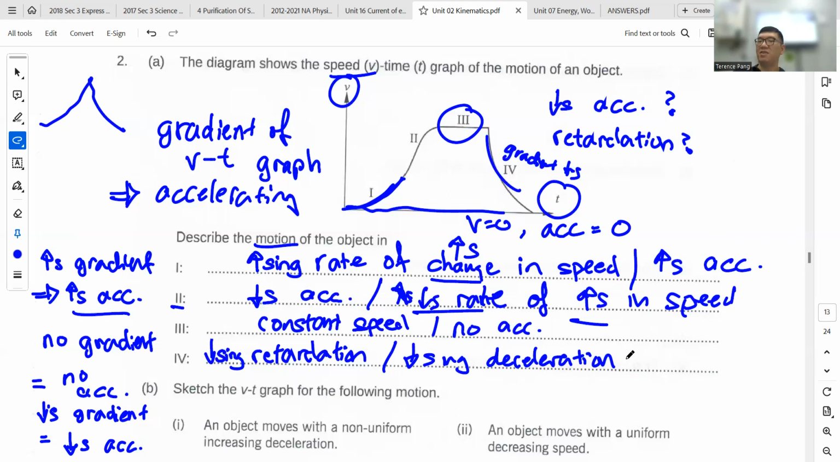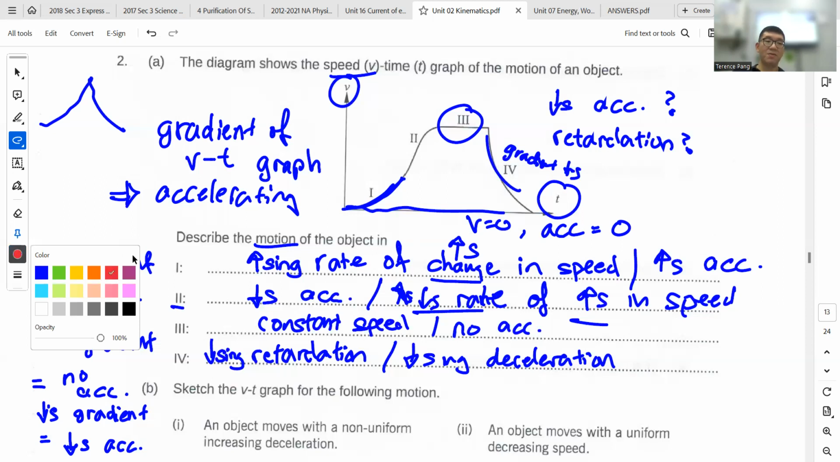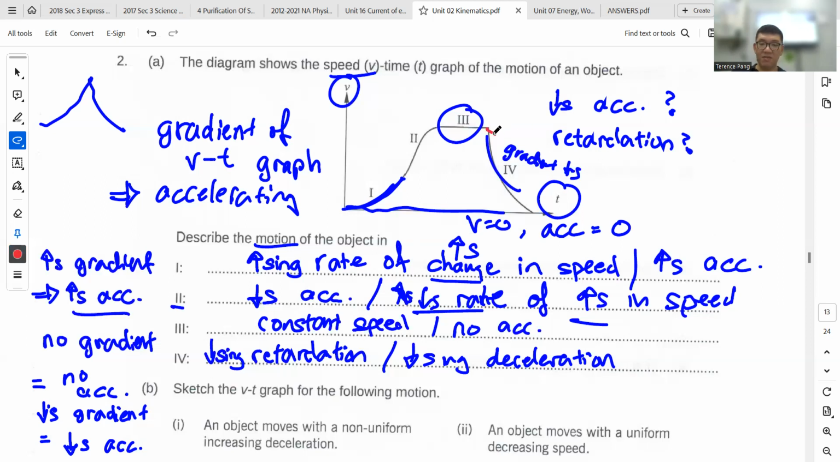To answer the question, you can ask yourself, how would increasing deceleration look like? So decelerating faster. Yeah, so it will look like this. I'll indicate it with a red color ink. An increasing deceleration will look something like that. Okay, look at the screen. This will be an increasing deceleration.